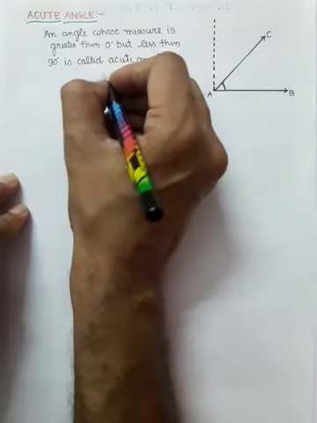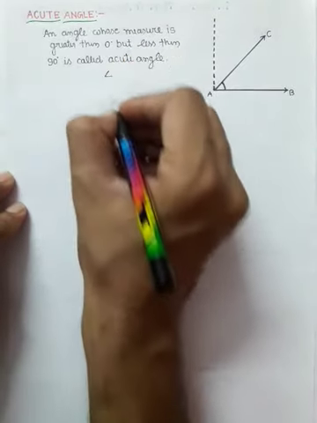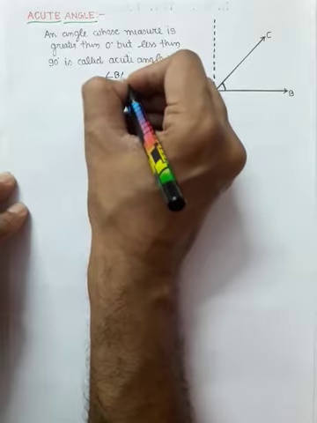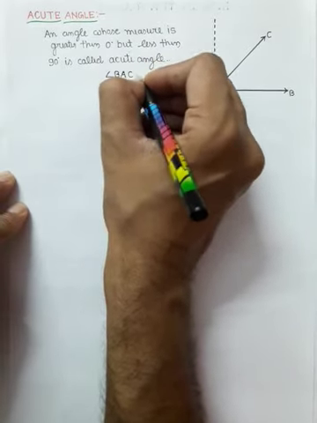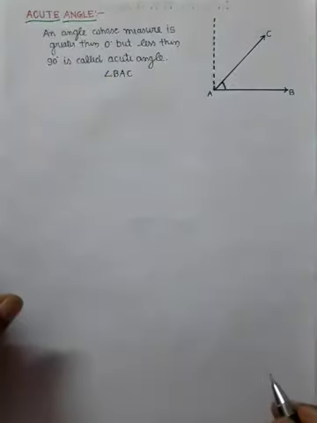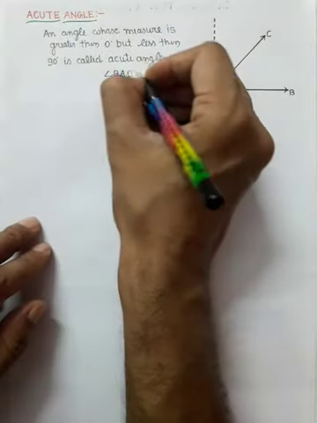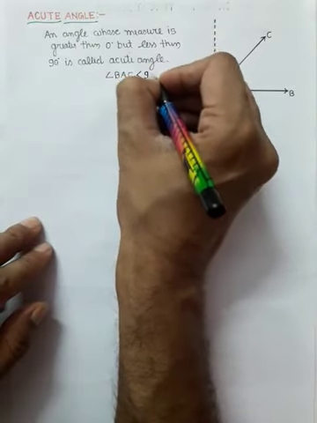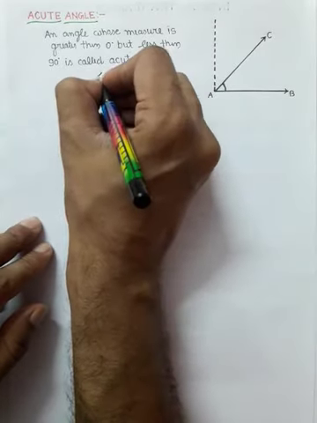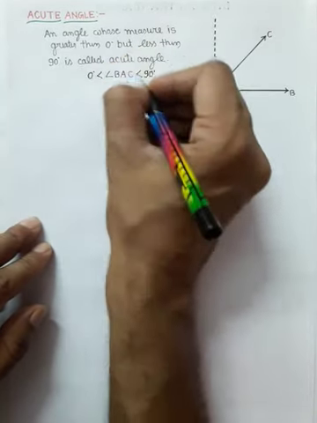So here we can say that angle BAC is greater than 0 degree and it will be less than 90 degree. So this is the basic property of acute angle. This will be less than 90 degree and greater than 0 degree. So this one is the basic property of acute angle.